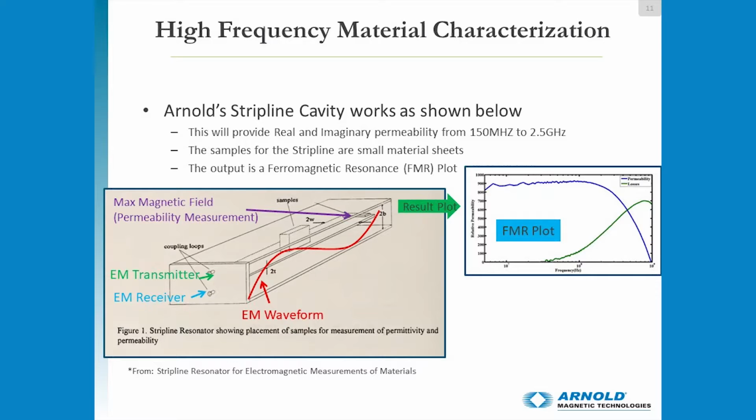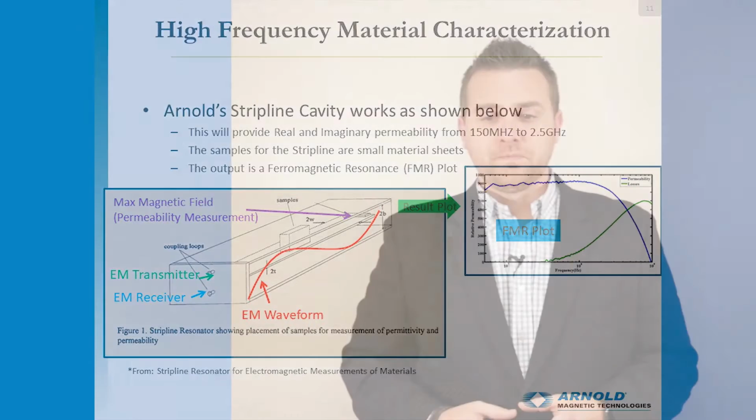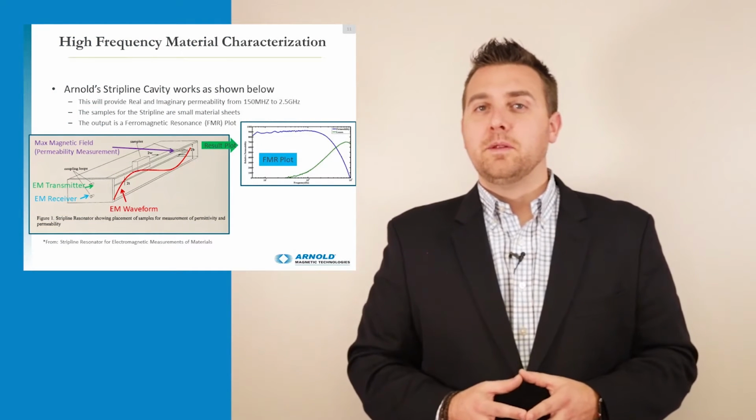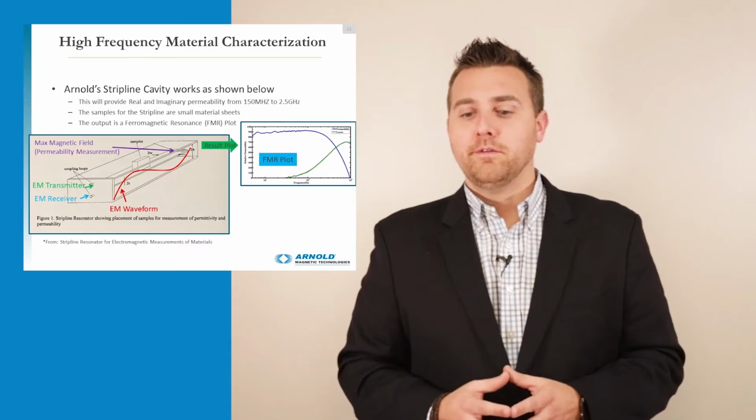So we use a strip line cavity tester, and that's going to generate an FMR plot, much like you see on the right. So we see our permeability versus the frequency, and we see how well that material performs, and then how lossy that material is. And that again is a resultant plot that gets generated from using our strip line cavity tester. And this is going to be for the high nickel content materials such as molypermalloy from Arnold.